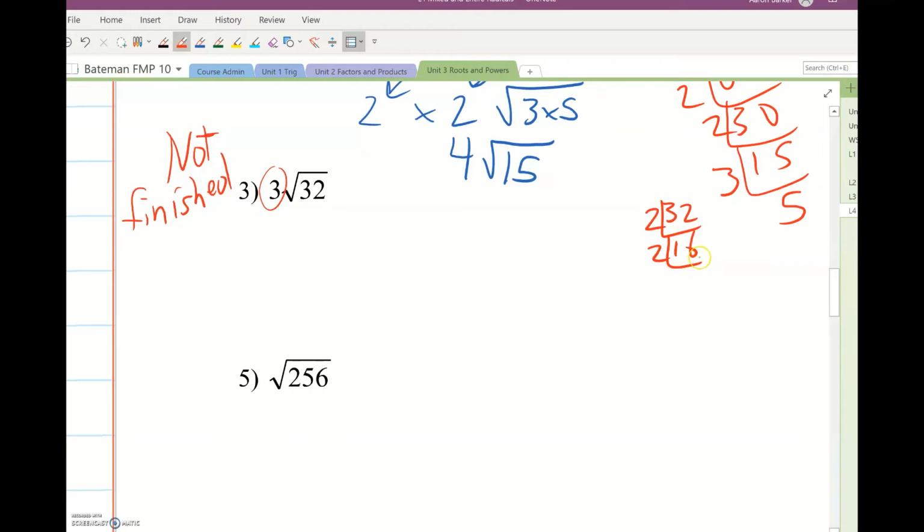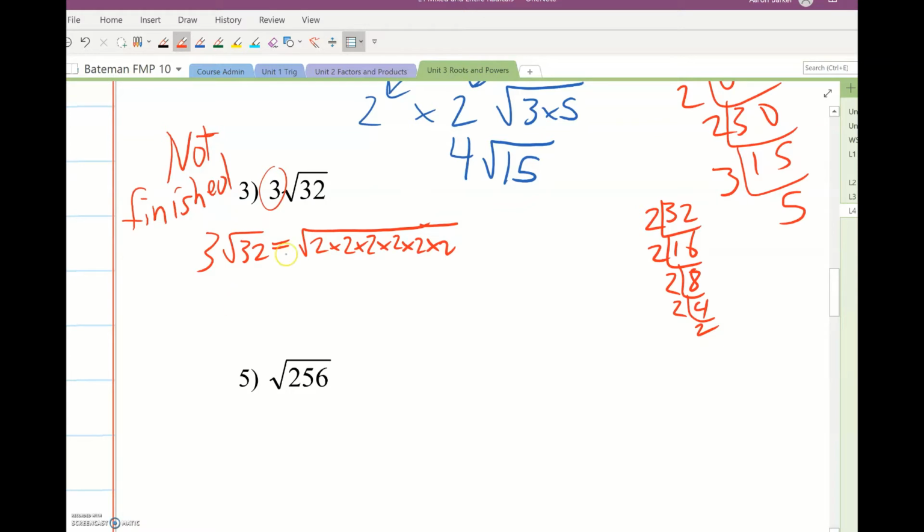So you should have pressed pause. I hope you did. Remember, math's not a spectator sport. Do your work. And so I'm going to get 3 root 32 equals square root 2 times 2 times 2 times 2 times 2.